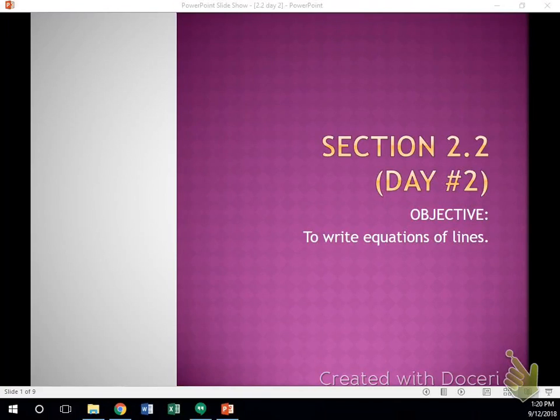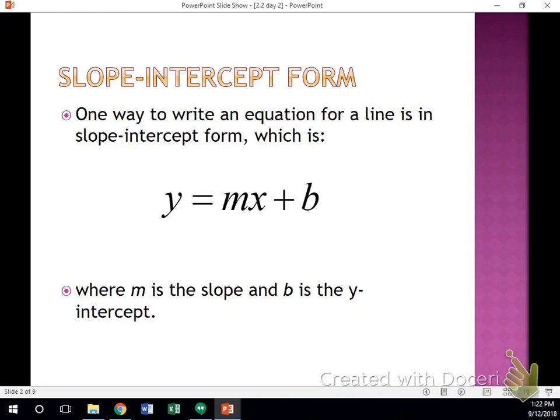Great. Today we're doing section 2.2, day 2. Our objective is to write equations of lines. Today we are starting off with slope-intercept form. Once again, if you were in Algebra 1 at some point in your life, you have talked about this before.